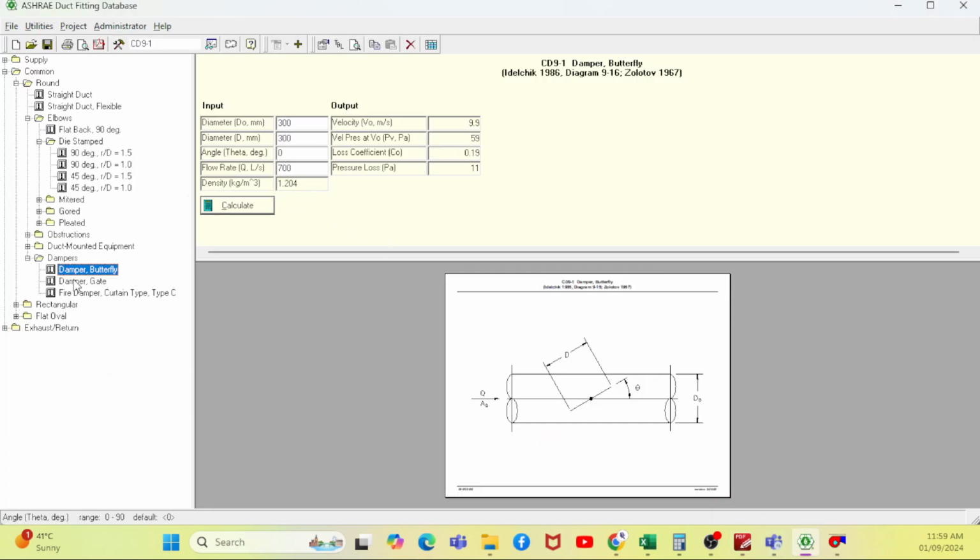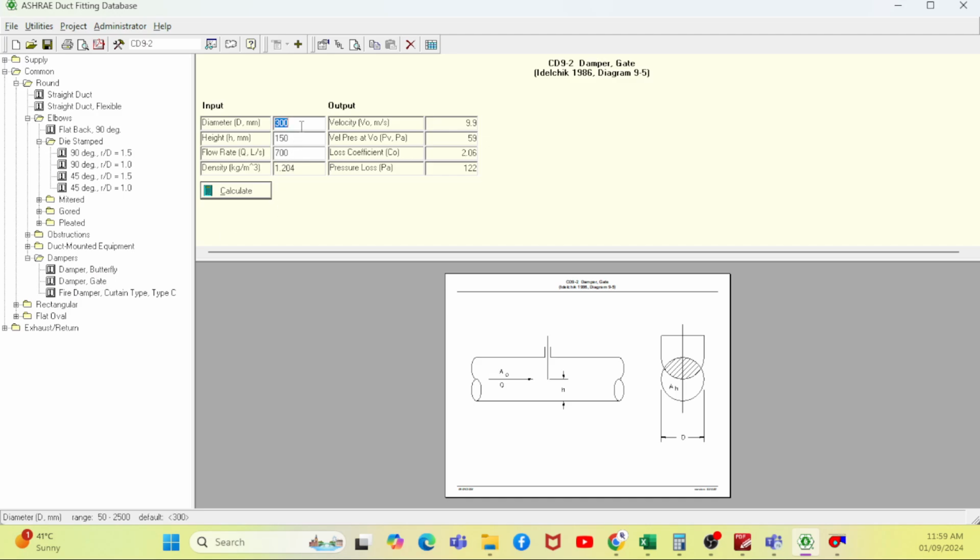If you go to damper, gauge damper, enter the damper size, enter the height. What is the flow rate? There is a density already in the field, that value is already available in the software, 1.204. The velocity is also calculated based on Q by A, so you can cross verify how this value came. You can cross verify the velocity pressure. You can cross verify this loss coefficient by using the duct design ASHRAE standard, and you can calculate the pressure drop by using the same formulas.